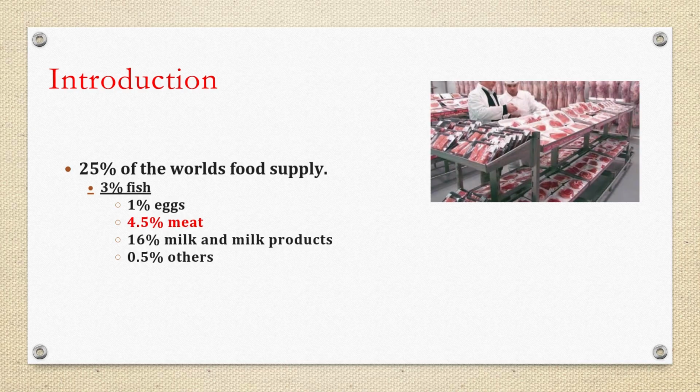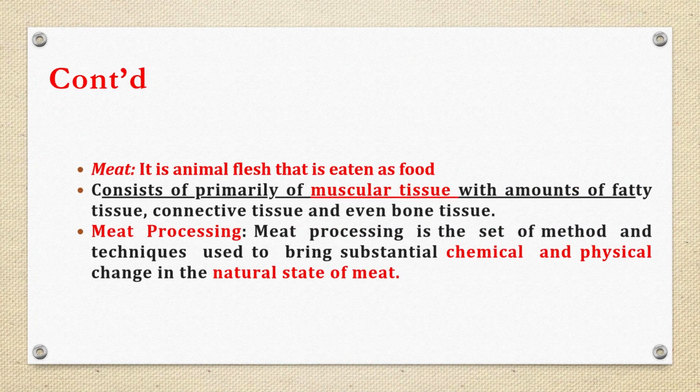Now let's understand this more clearly. What exactly is meat? Well, meat is animal flesh that is eaten as food. It consists primarily of muscular tissue, along with varying amounts of fatty tissue, connective tissue, and even some bone tissue. And what do we mean by meat processing? Meat processing is the set of methods and techniques used to bring substantial chemical and physical change in the natural state of meat. It's how we transform raw meat into the various products we see on shelves.